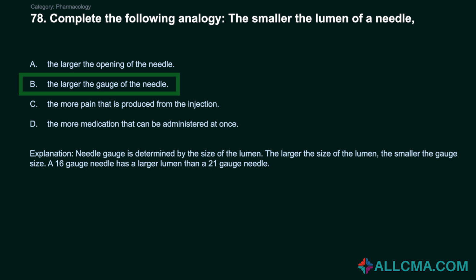Needle gauge is determined by the size of the lumen. The larger the size of the lumen, the smaller the gauge size. A 16-gauge needle has a larger lumen than a 21-gauge needle.